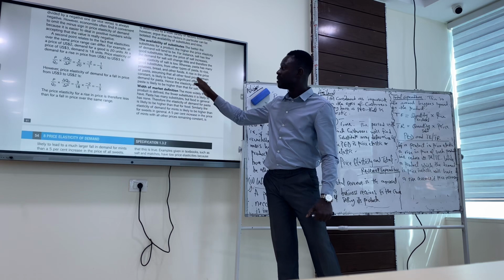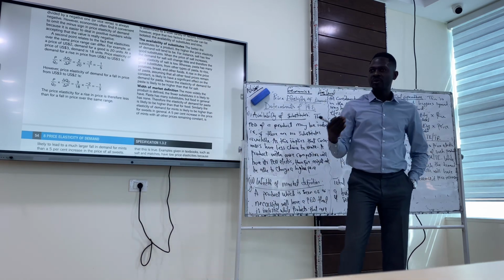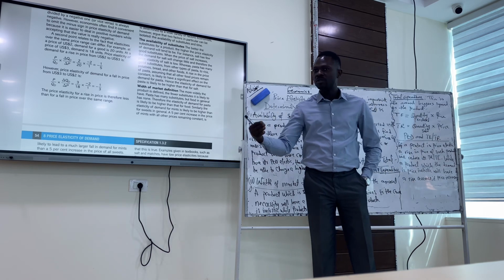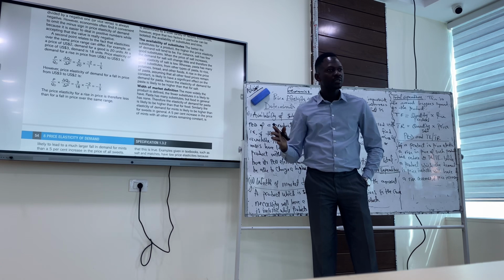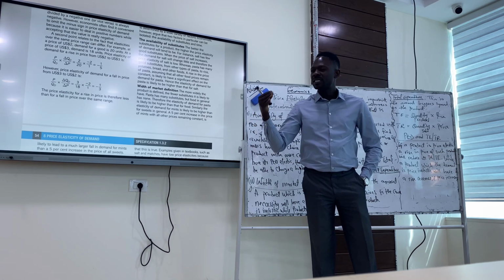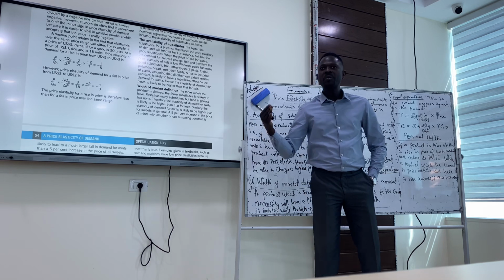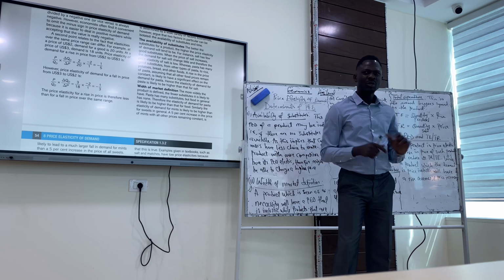So the first one is availability of substitutes. For substitute products, we're talking about a product that can be used in place of another. That's a substitute. Coca-Cola, Pepsi, those are substitutes. So if the price of Coca-Cola increases, the demand for Coca-Cola would reduce, and people will start switching to buy Pepsi. Do we get the point here?